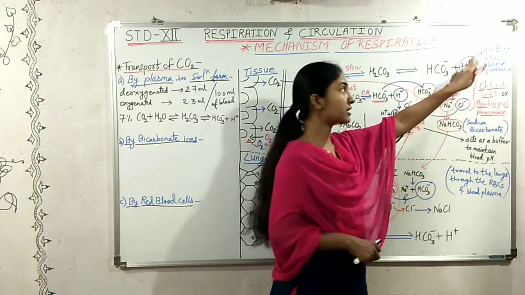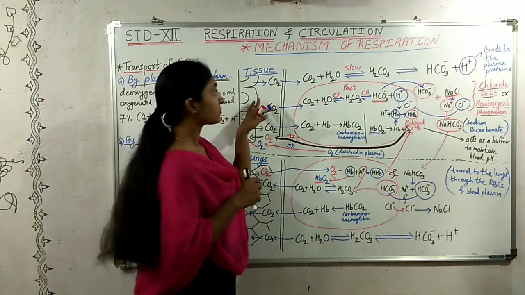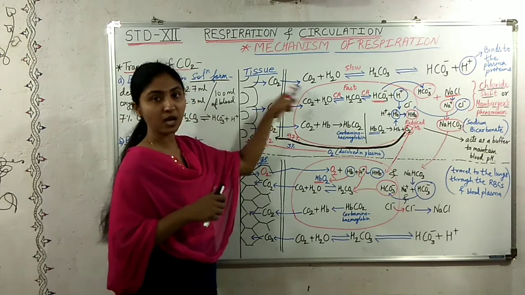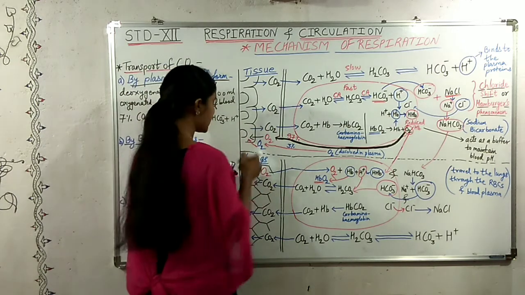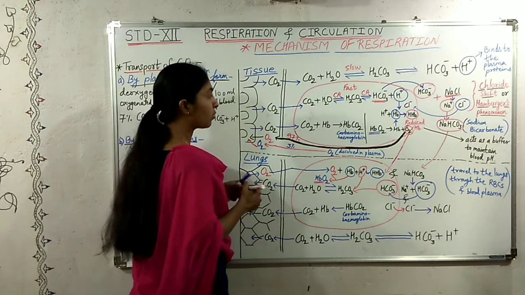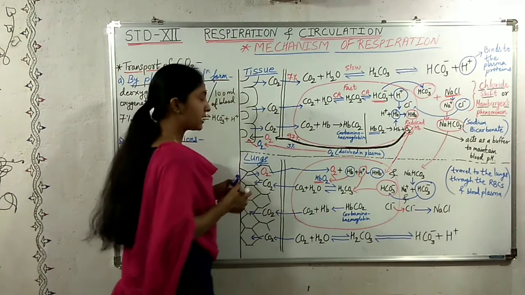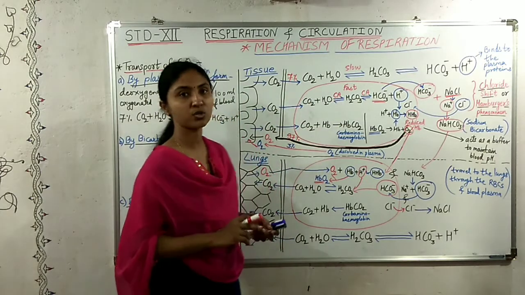These hydrogen ions then further bind with the plasma proteins. So the carbon dioxide which is taken into the blood plasma dissolves in it, and it is about 7% out of 100. 7% of the carbon dioxide is dissolved in the blood plasma and transported in the solution form.